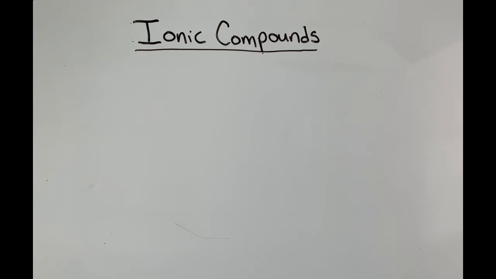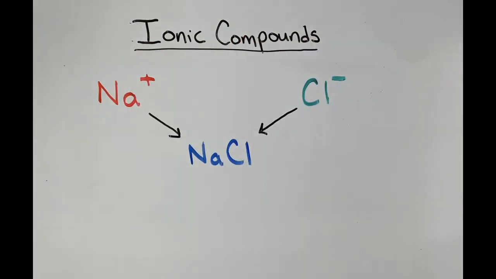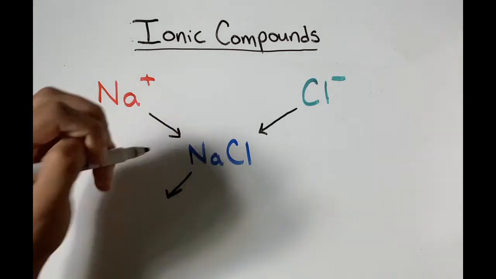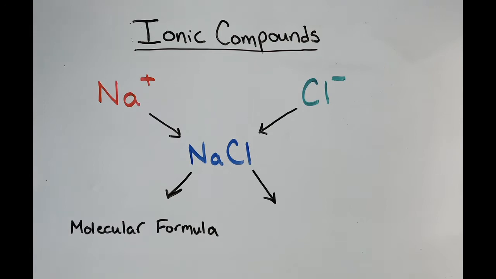Now back to ionic compounds. Ionic compounds are made up of cations and anions. If you don't know what those are, watch my previous video, Molecules and Ions. These cations and anions combine so that the compound is neutral. Since the only goal is to be neutral, the cations and anions usually end up combining in the smallest and simplest ratios. Because of this, they usually have a molecular formula that can't be simplified further, and is therefore the exact same as its empirical formula.